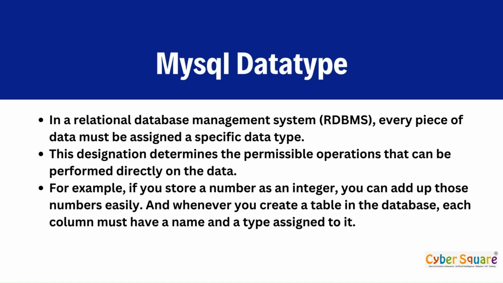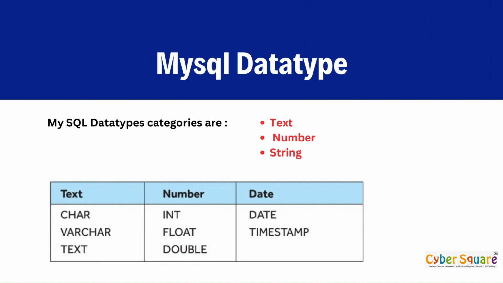In a relational database management system, every piece of data must be assigned a specific data type. This designation determines the permissible operations that can be performed directly on the data. For example, if you store a number as an integer, you can add up those numbers easily. And whenever you create a table in the database, each column must have a name and a type assigned to it. You can check out MySQL data types categories here.